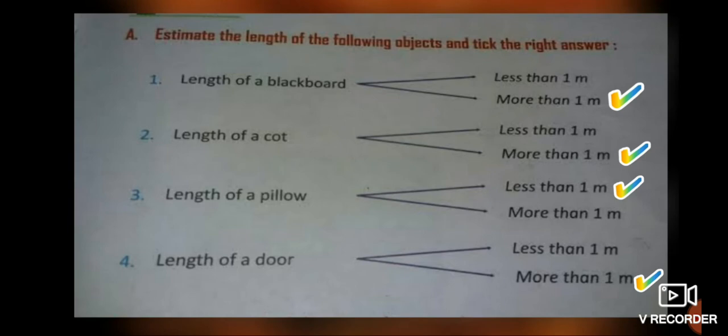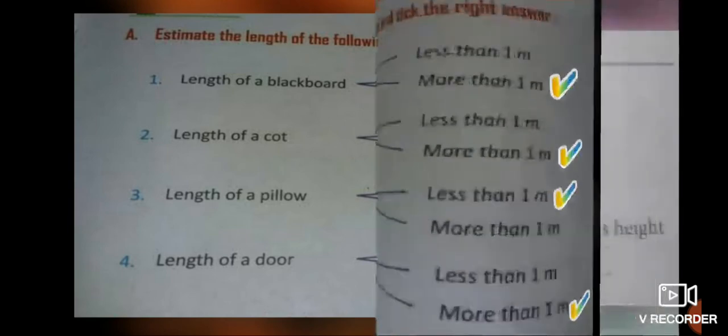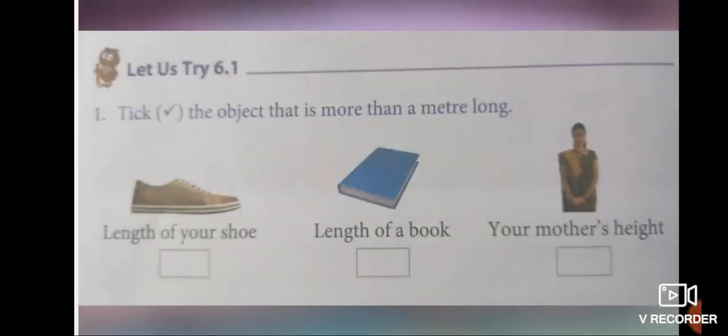Children, have you all understood? Yes. This is one question from your textbook, page number 102. Let us try 6.1. Children, listen. Tick the object that is more than a meter long. More than a meter long.